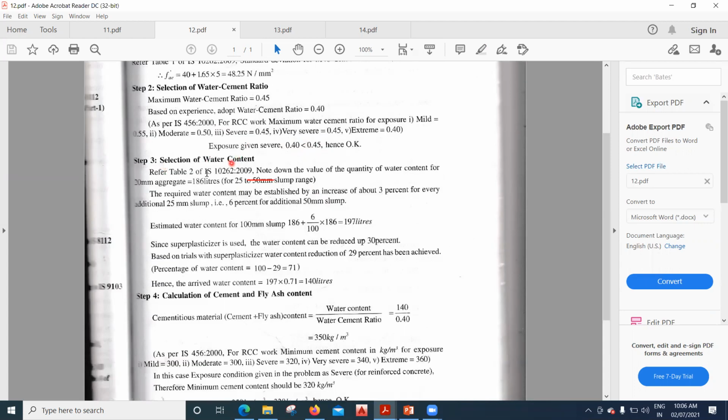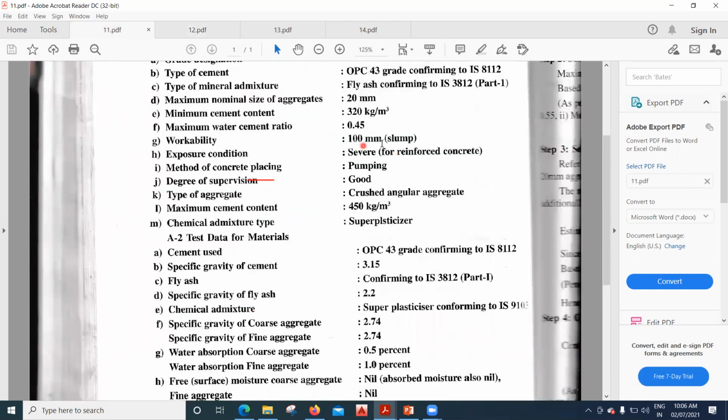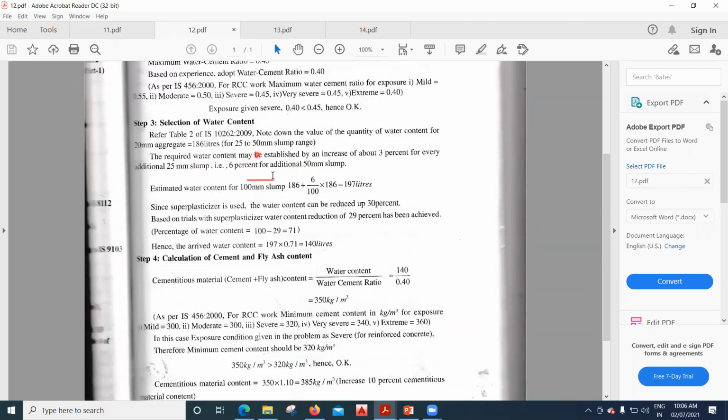Next is selection of water content. Again, refer to Table 2 of IS 10262. Note down the value of the quantity of water content for 20 mm aggregate. So what is the slump that is required? The slump required for us is 100 mm. So for 100 mm slump and 20 mm aggregate, you have to refer to this particular table.